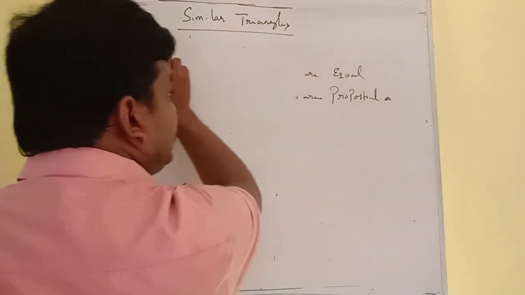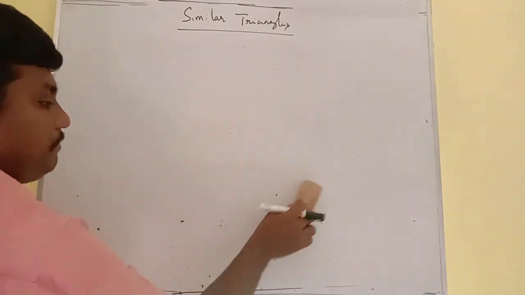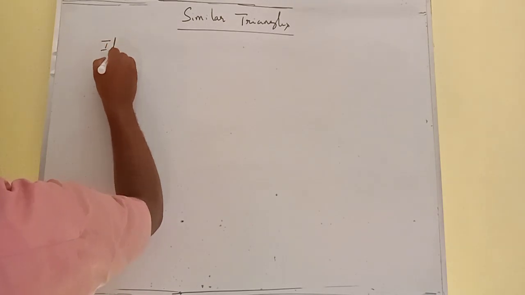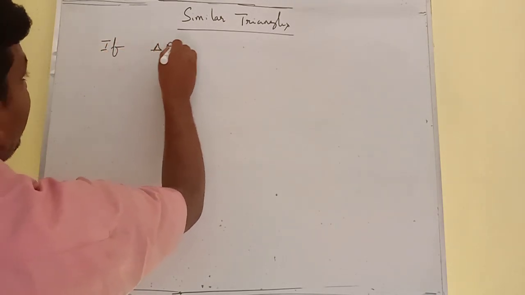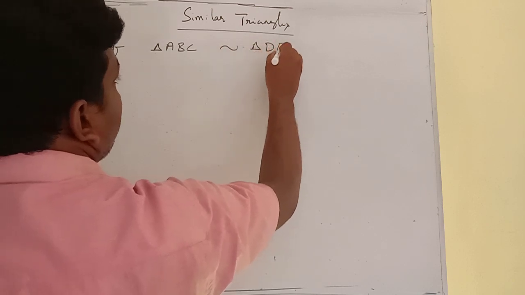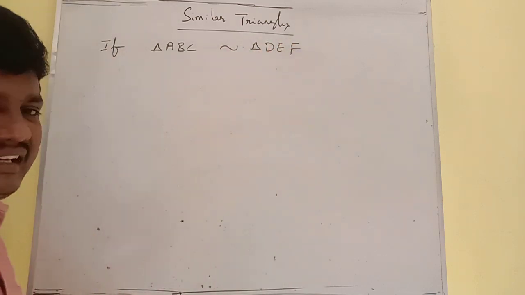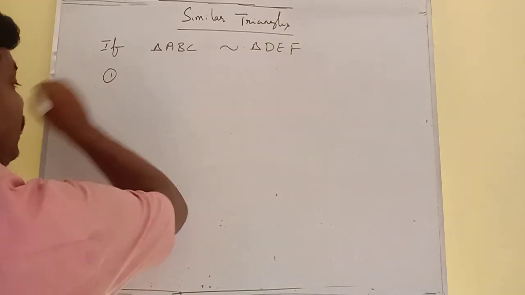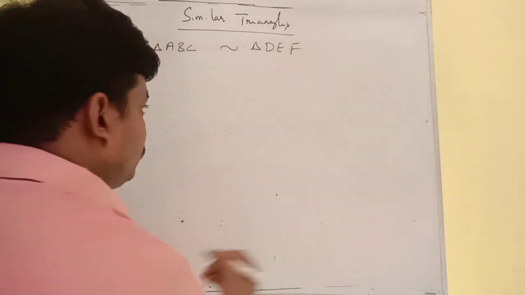Now let us see what the conditions are when two triangles are similar. If triangle ABC is similar to triangle DEF, what are the conditions? First condition, we know corresponding angles are equal. What are the corresponding angles?